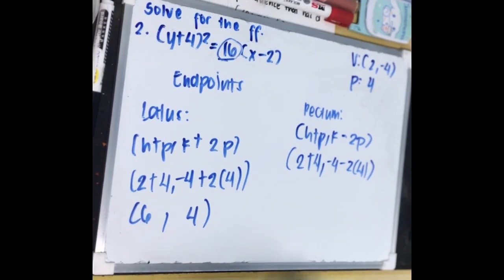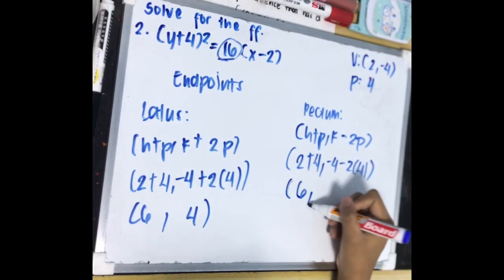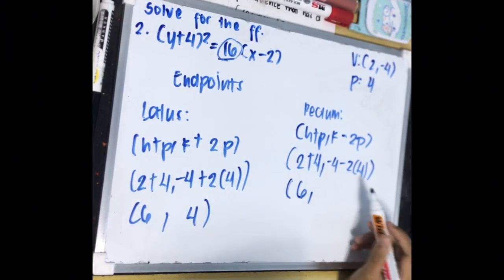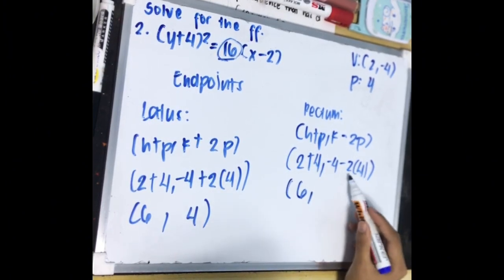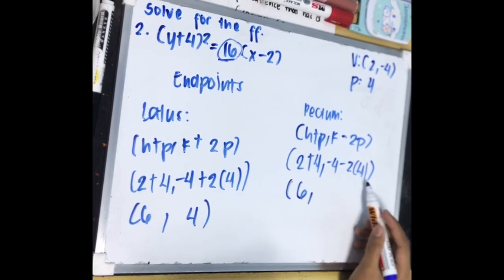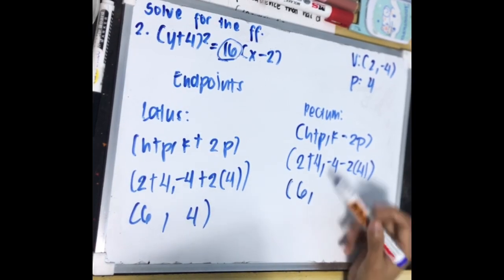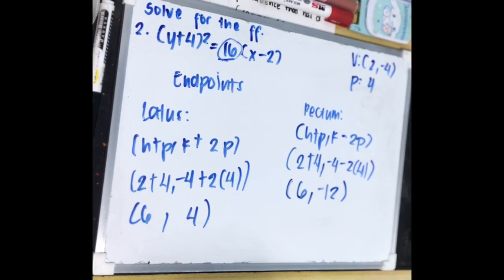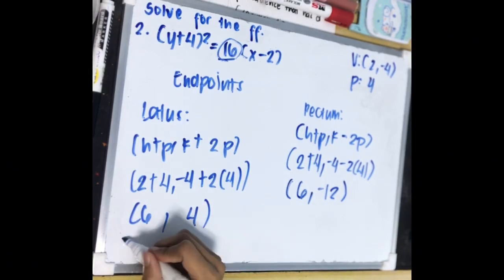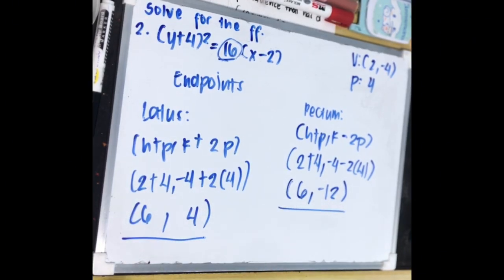So let's solve for the rectum. So, 2 plus 4 is 6 and negative 4 minus 2 times 4. So, let's solve for this one po muna. So, 2 times 4 is 8 minus 4 is magiging negative 2. So, ayan po yung answer. Ito po yung sa latus, ito po yung sa rectum.